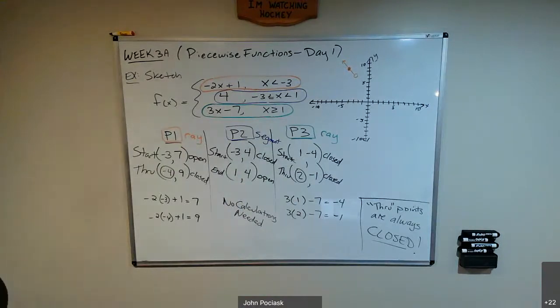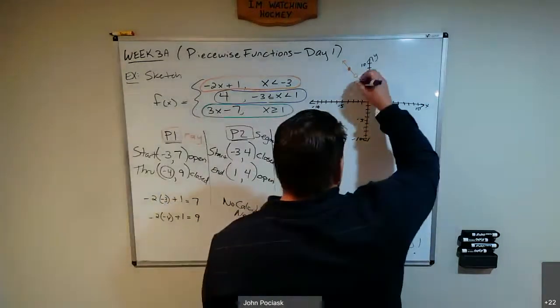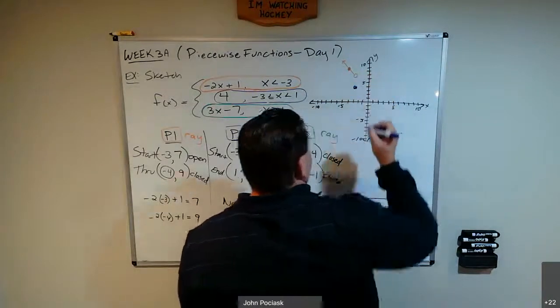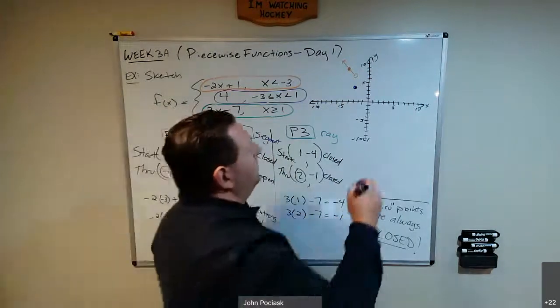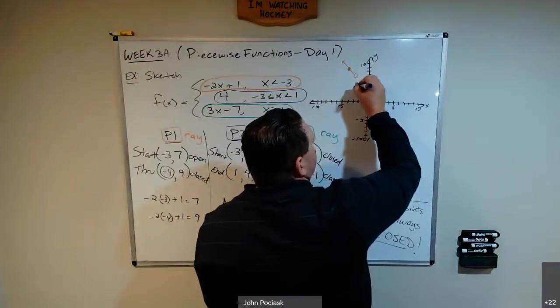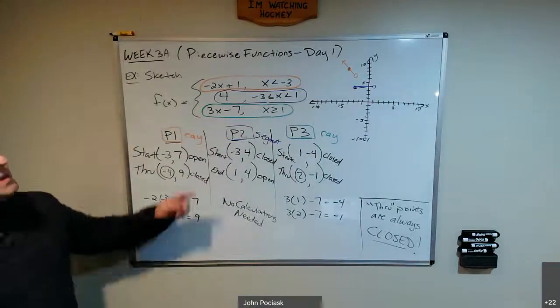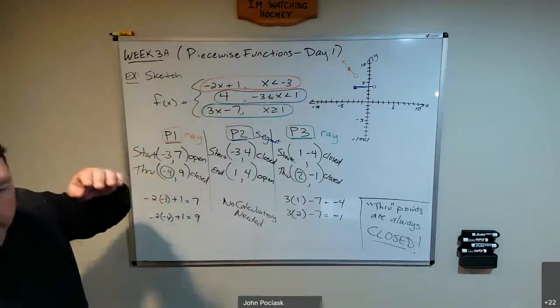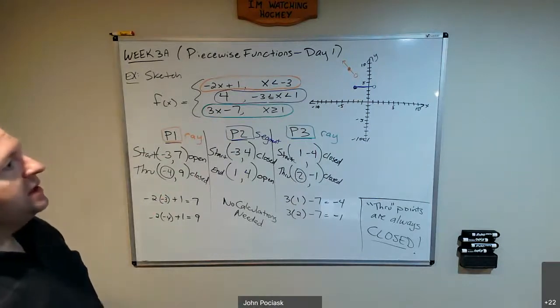Piece 2. It's a segment. It starts at -3,4. -3,4. Right about here, closed circle. And it goes to 1,4, open circle. And you'll see there when you connect them that it's a horizontal. Okay? Constant pieces are horizontal line segments or horizontal rays. But it's going to be horizontal for anything that's associated with a constant.